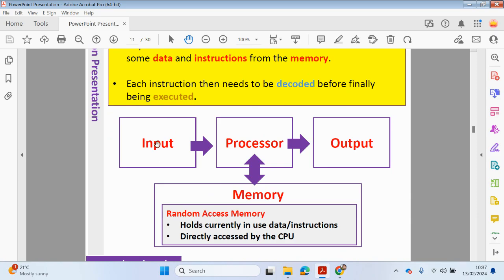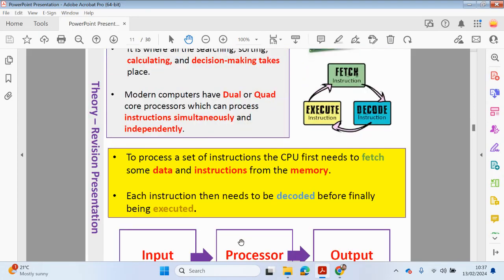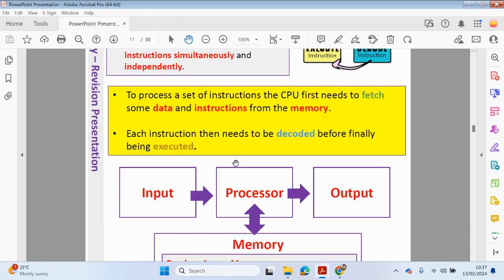Okay, so you have your input devices, which we looked at. You have your output devices. The processor is where all the decision making takes place. In the random access memory, we have current instructions which are in use, and the random access memory can be directly accessed by the CPU. So to process an instruction, the data will have to be fetched from the random access memory, and then it will be decoded and executed by the CPU.